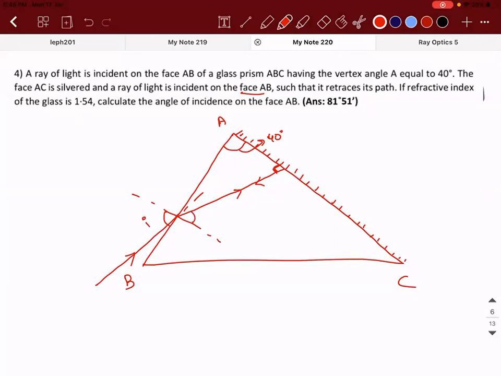So if the angle of incidence is I and I call this R1, what is the value of R2, guys? R2 is 0, because R2 is the angle of incidence on the second refracting surface. It is falling normal to the surface. Because read the statement, it retraces its path. Retrace will happen only when the angle of incidence is equal to the angle of reflection, which is 0 degrees. So R2 is 0, then R1 will be 40 degrees. Simple.